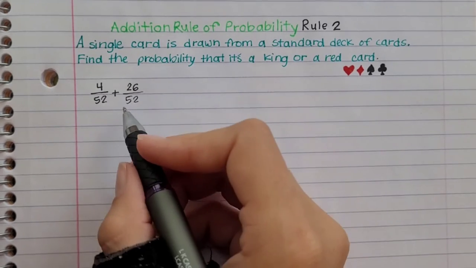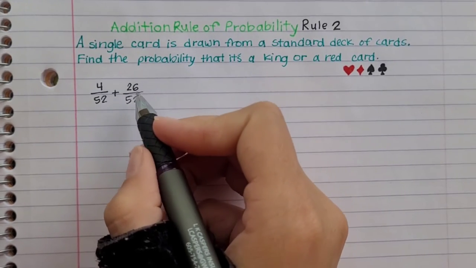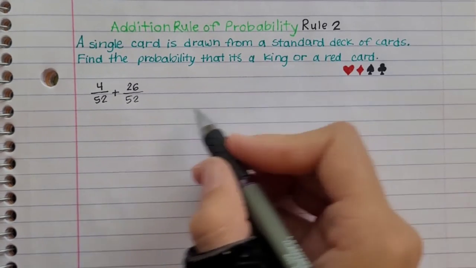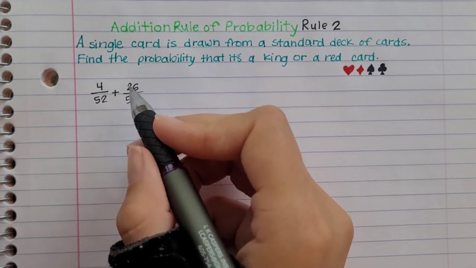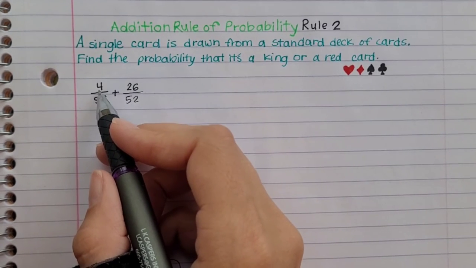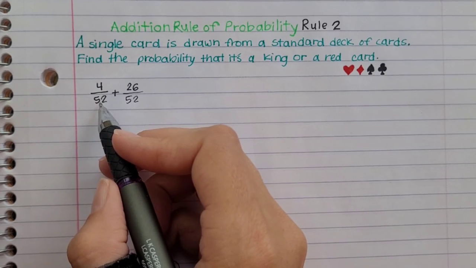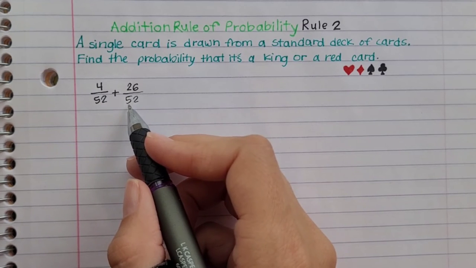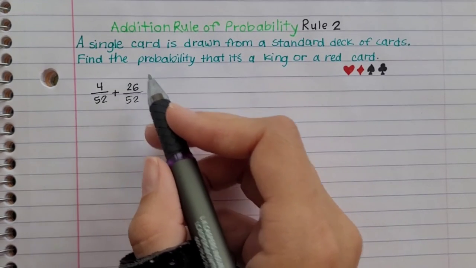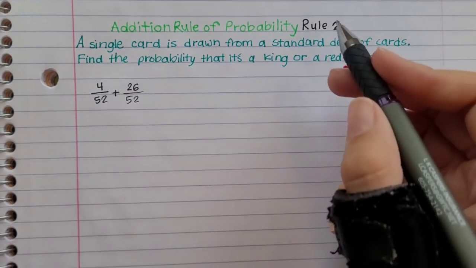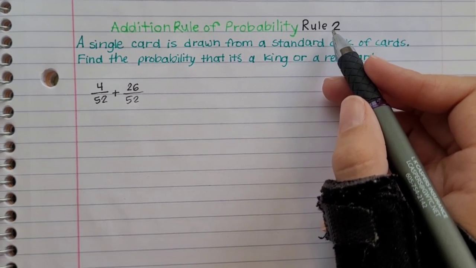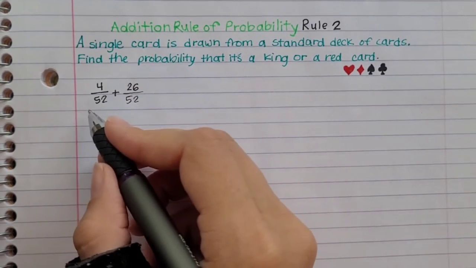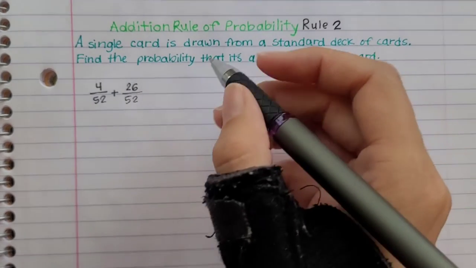That tells us that over here in these 26 red cards, we have 2 kings hidden in there. But we already had our 4 kings written in this fraction. Now there is overlap, there is doubling up going on. And so our probability would be incorrect in this format. So Rule 2 gives us another concept we need to add on to these fractions. Let's look at it here.